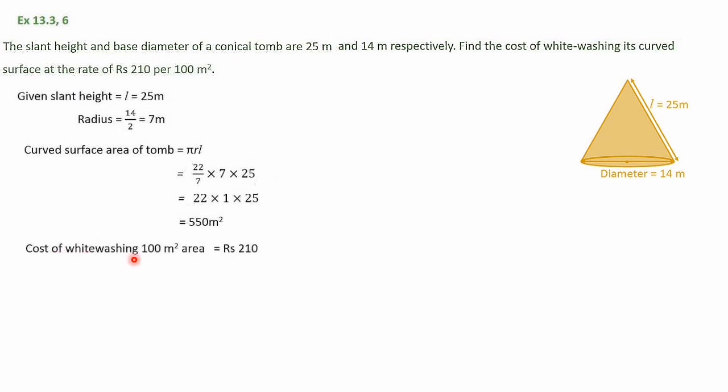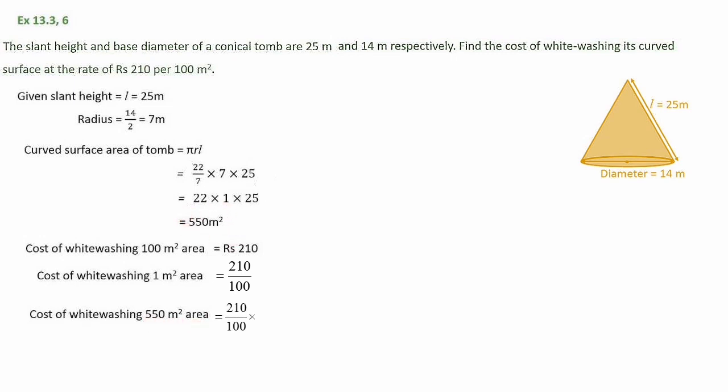The cost of whitewashing 100 meter square area is given to us as 210 rupees. For 100 meter square, 210. This statement is quite familiar for us. From here we will calculate 1 meter square area. Cost of whitewashing 1 meter square area means this 100 we have to bring to the right side, that is divided by 100. 210 divided by 100. So cost of whitewashing 550 meter square area, that is 210 by 100 into 550.